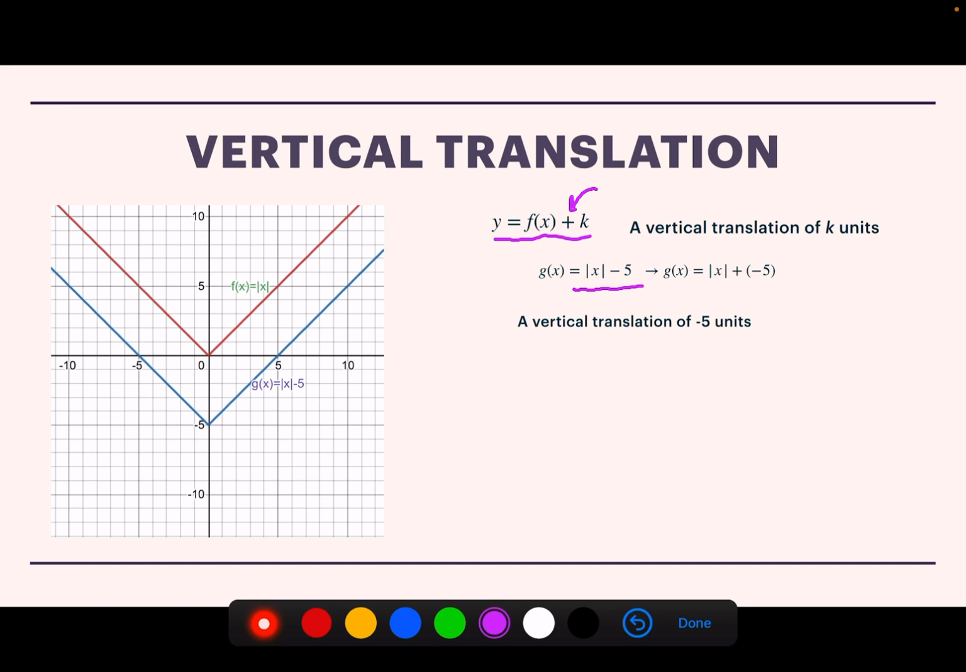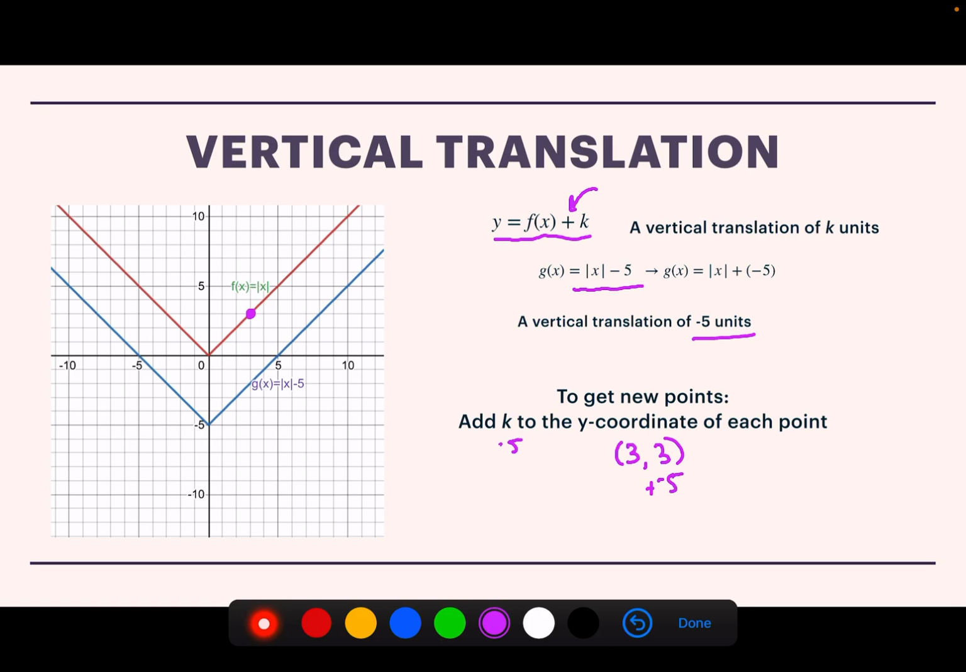If you're trying to find points on your new function, you just have to mess with the y coordinates if you're thinking about vertical transformations. So for a vertical translation, you just have to add k to the y coordinate of each point. I'll show you. I'm going to pick a random point on my parent function, the red function. So how about here? That's 3, 3. I know I have a vertical translation of -5. My k here is -5. So I'm just going to take that original point and add -5 to just the y coordinate to tell me that my new function has a point at 3, -2. And sure enough, if I look over here, I do have a point there.